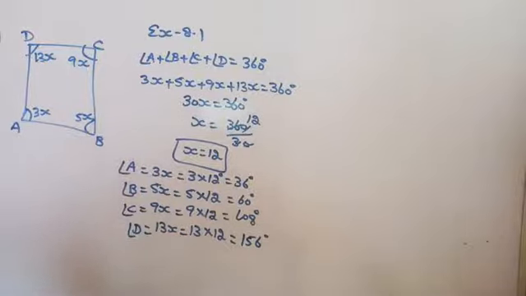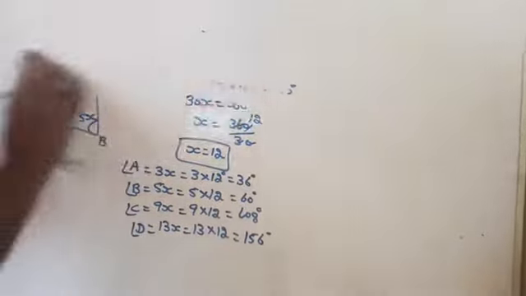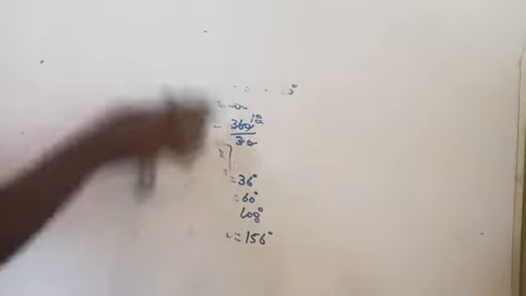Now, what is the second question for you? If the diagonals of a parallelogram are equal, then show that it is a rectangle. So before proving this, just to recall, what are the properties of a parallelogram? Two pairs of opposite sides are parallel and equal, two pairs of opposite angles are equal, the diagonals bisect each other, and the adjacent angles are supplementary.